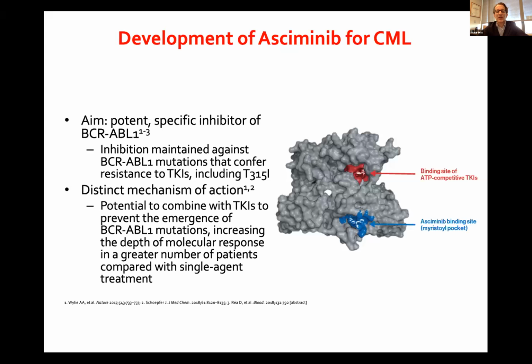So asciminib really took things to a different step. We know all of our focus has been on specific inhibition of the ATP binding pocket of BCR-ABL, the dysregulated kinase in CML. We know that mutations in this kinase domain have been the focus of resistance. So development of a complementary allosteric inhibitor, in this case binding to the myristoyl pocket, could, number one, give us the opportunity to combine therapies, much like we've been able to overcome infectious diseases such as HIV, and also give us an alternative treatment approach. So this was quite a good advance.